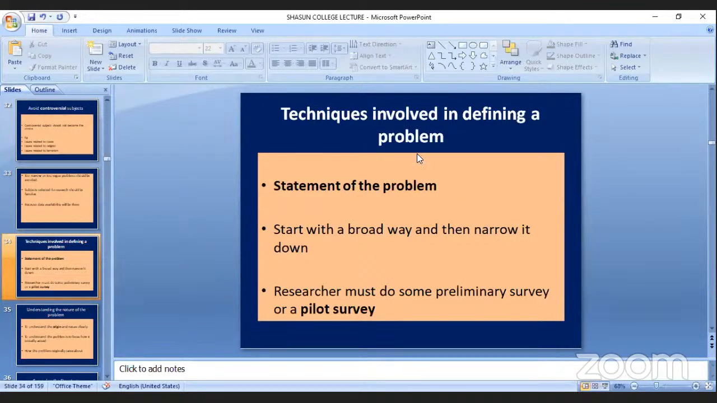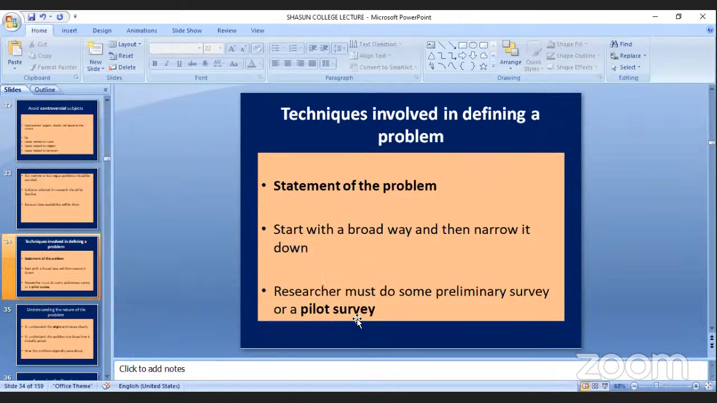So the technique involved in defining a problem is the statement of the problem. That is very, very important. Start with a broad view and then narrow it down. Don't go in for a broad topic. You always should narrow your topic. That is very, very important.